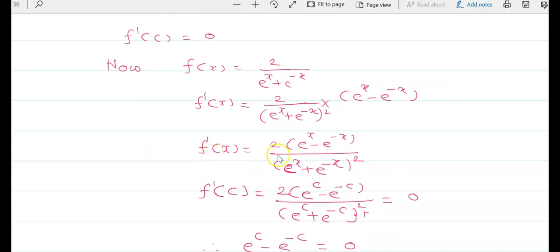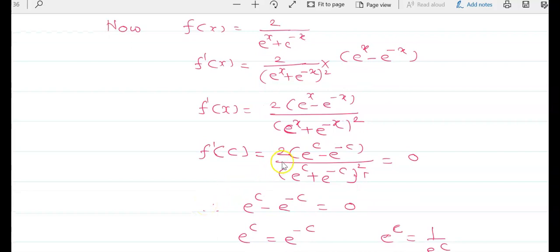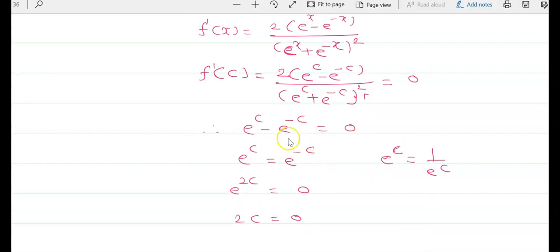Therefore f'(x) = 2(e^x - e^(-x)) / (e^x + e^(-x))². Therefore f'(c) = 2(e^c - e^(-c)) / (e^c + e^(-c))², which equals 0. If we simplify this, the denominator is not zero, so e^c - e^(-c) = 0.